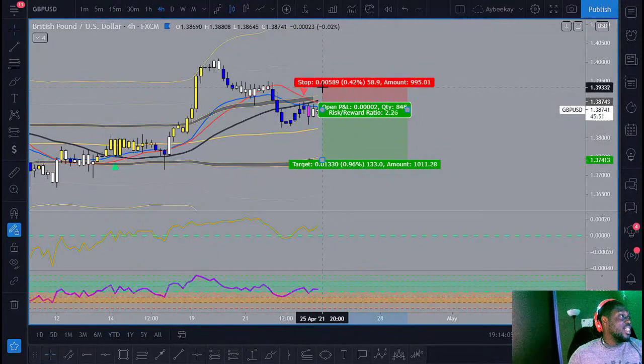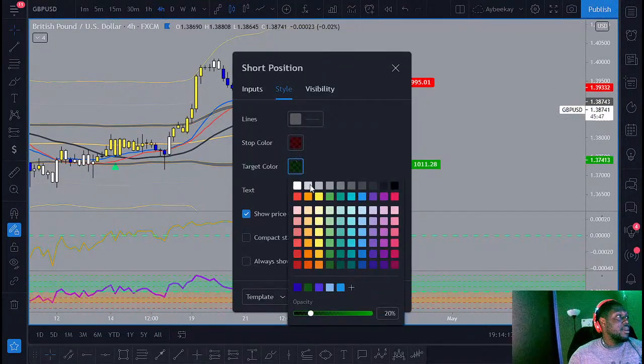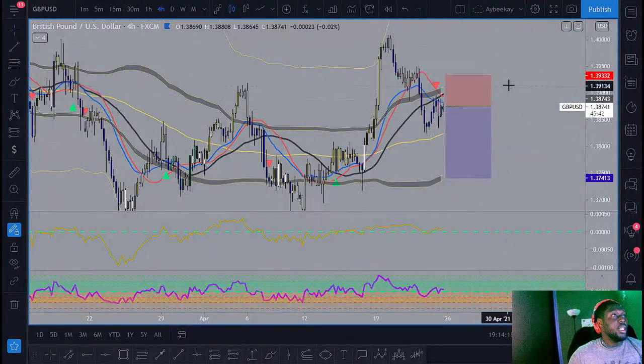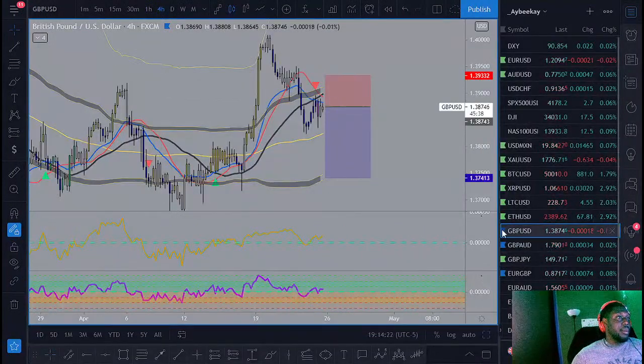And I think that if this definitely does break through all that, then I'm going to get wrecked. Stop loss is going to get hit. So yeah, let's see. I'm not going to get into that, but again, I think it's a good opportunity to sell it.